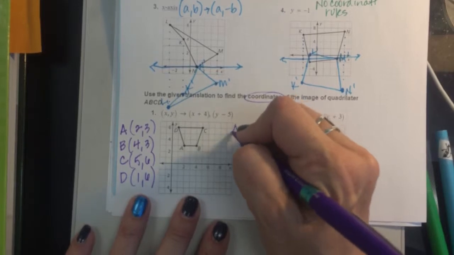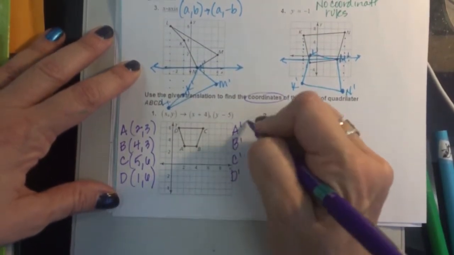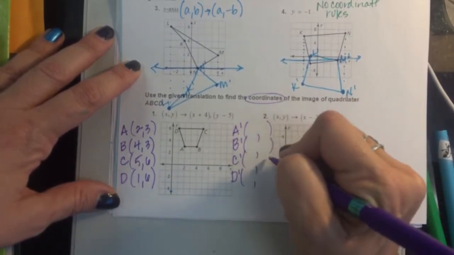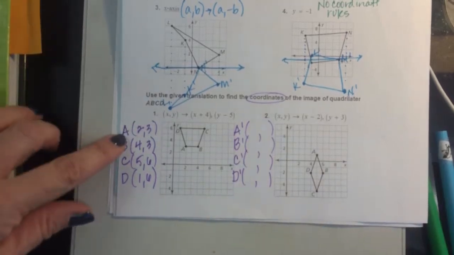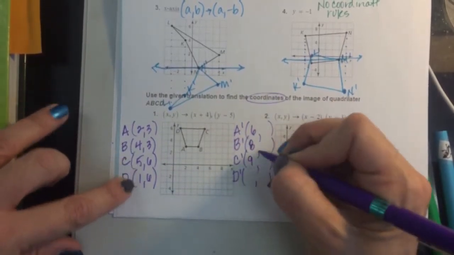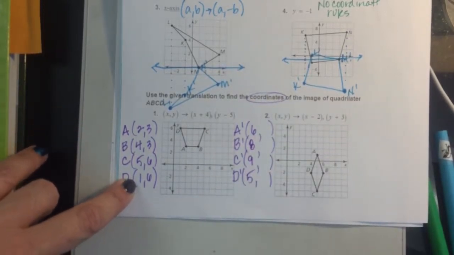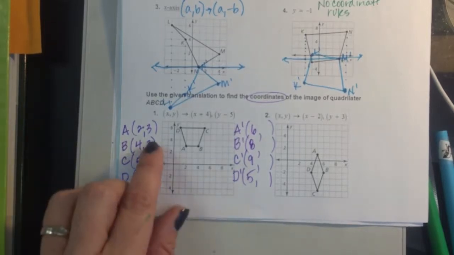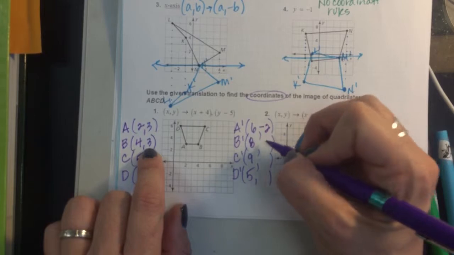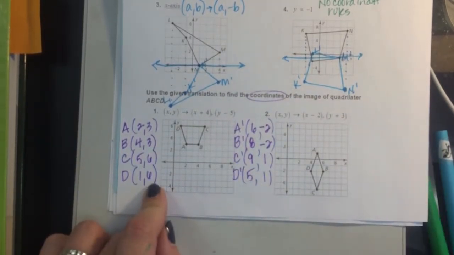Now when I go do my primes, first thing I'm going to do, and I don't know how you guys think through this, is take all the x's and add 4: 4 plus 4, 5 plus 4, 1 plus 4. And then for the y values, I've got to subtract 5. 3 minus 5 is negative 2. 3 minus 5 is negative 2. 6 minus 5 is 1. 6 minus 5 is 1.